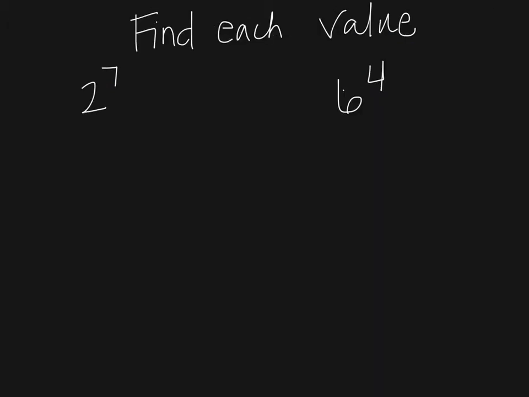Okay, now this is where things get a little trickier because I have to actually find the value. So when you're doing your homework, make sure you read the directions so you know if you have to write it in exponential form, write it as multiplication, or if you have to find the value. So that means I have to write 7 2's. So 2 times 2 times 2 times 2 times 2, 1, 2, 3, 4, 5, 6, 7.